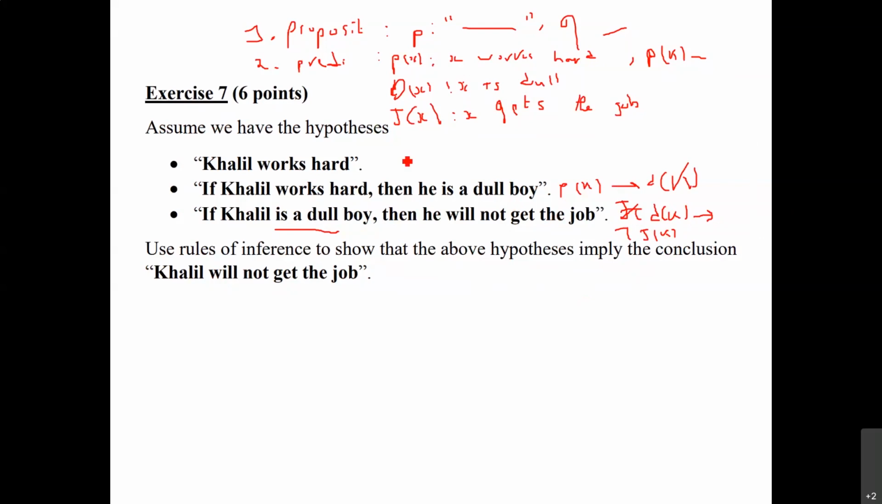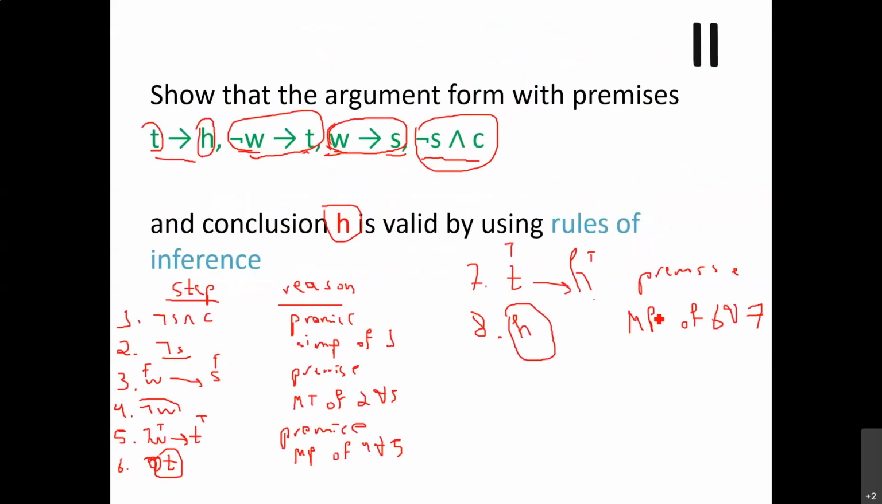So this is just P of K. Well, if you want to use the rules of inference here, it's just 3 quick steps to reach Khalil will not get a job, which is not J of K. This is the conclusion we want to reach. Well, you have this, let's call it 1, and you have 2. 1 and 2 are going to give you 3, which is D of K. What was it called? Modus ponens, I think. Okay, so modus ponens.